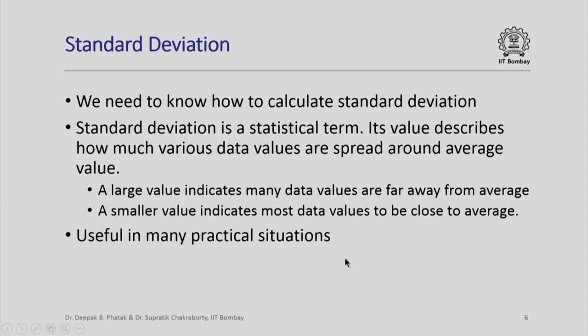Next, we examine standard deviation. All of you would have studied this term in your school mathematics, but here is a quick recap. This is a statistical term and it describes how data values are spread around the average value. A large standard deviation indicates that data values are far away from the average, many of them, whereas a smaller value indicates that most data values are close to the average. Standard deviation has several practical utilities, for example, in quality control or to understand the spread of data, etc.